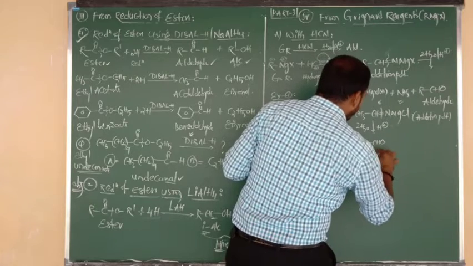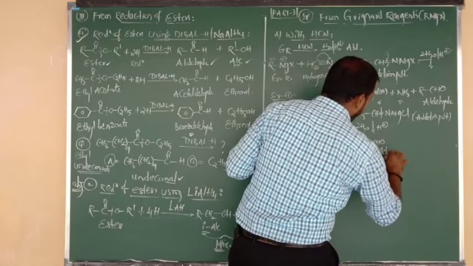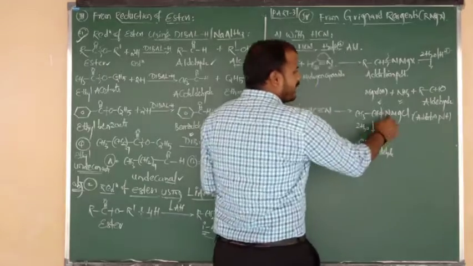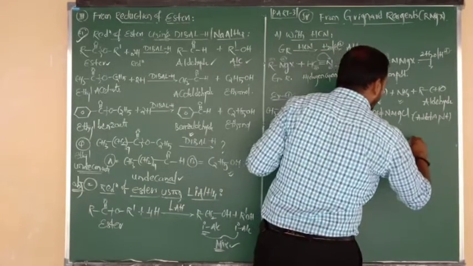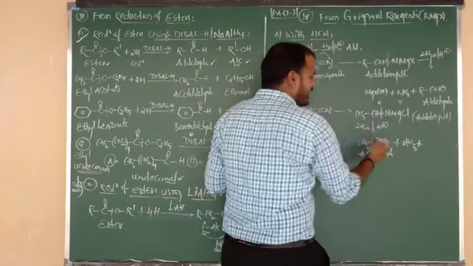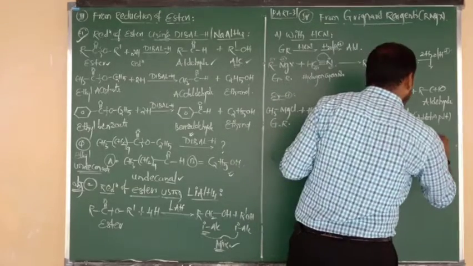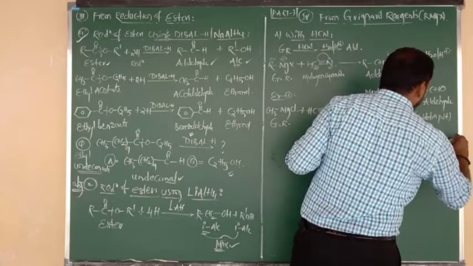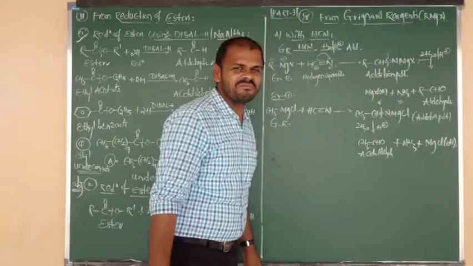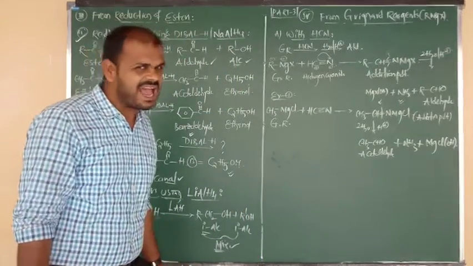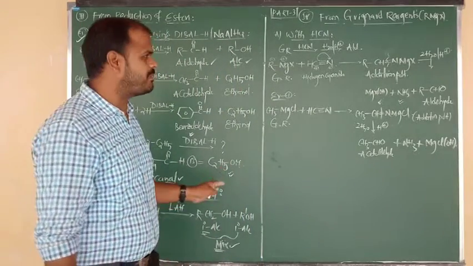What is the name of this compound? Acetaldehyde. And nitrogen changes into free ammonia. And MgCl is attacked by the hydroxy group. So we can say Mg(Cl)OH, hydroxy magnesium chloride. I hope you understand. Everything will be balanced.